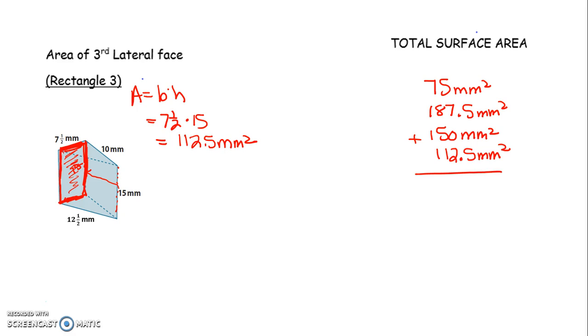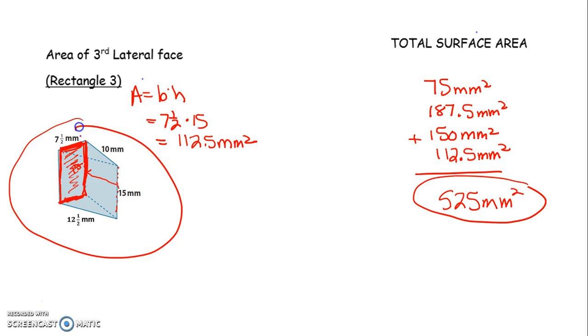So 112.5 plus 150 plus 187.5 plus 75, that's 525 millimeters squared. That's the total surface area of this triangular prism. Hopefully that's a little bit of a review from last year about finding the surface area for a triangular prism.